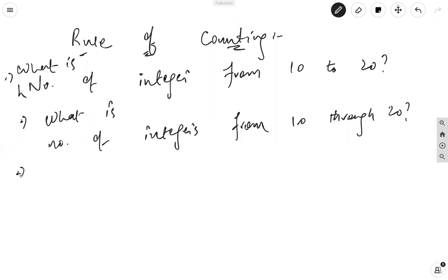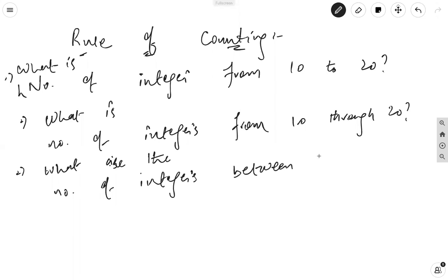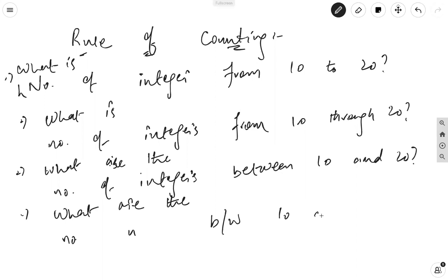okay, there could be two more scenarios. If the question says what are the total number of integers between 10 and 20, and the last scenario could be what are the total number of integers between 10 and 20 inclusive.